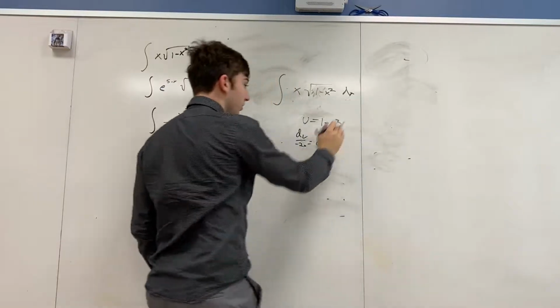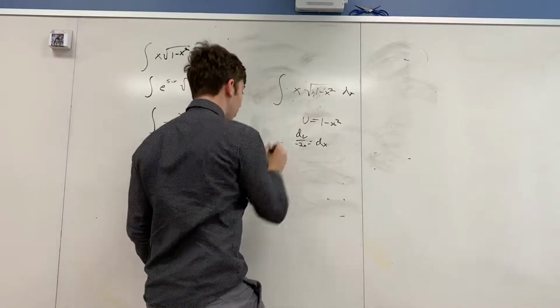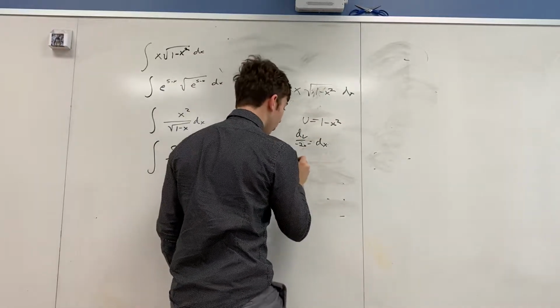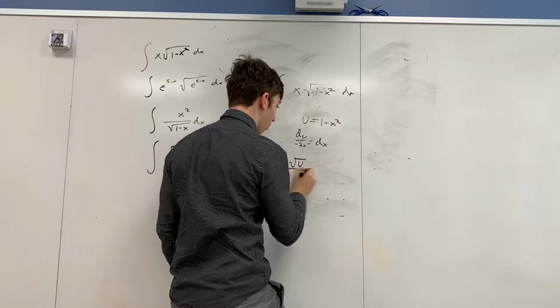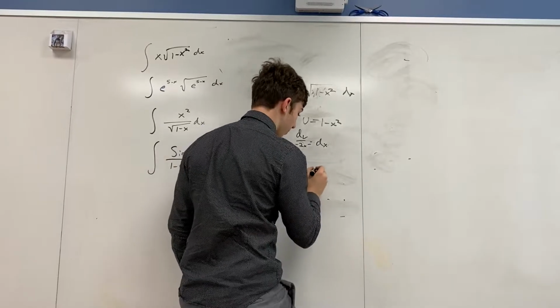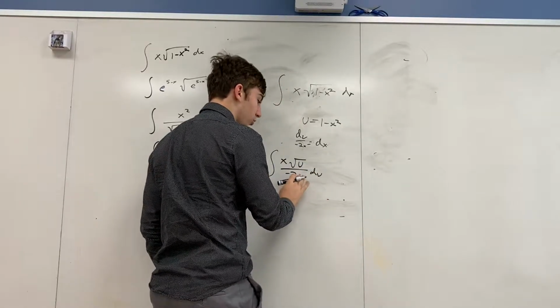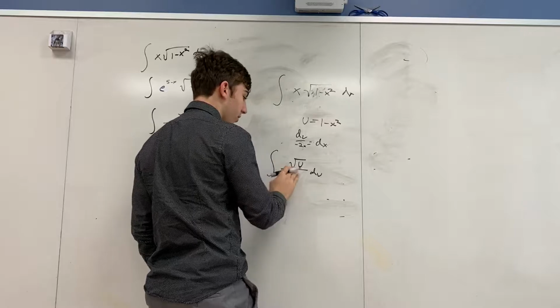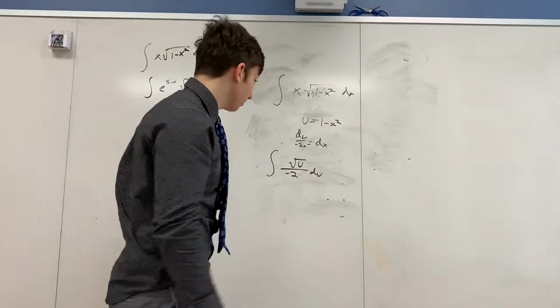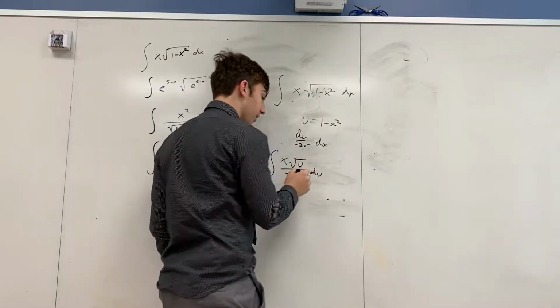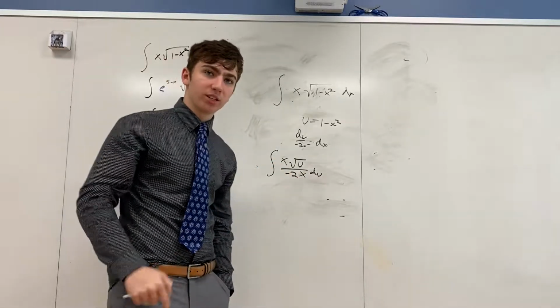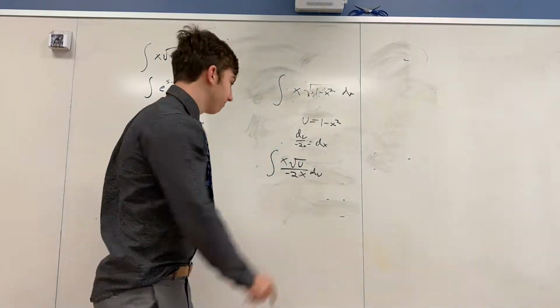Now what we can do is substitute that back in as dx, and we're going to have the integral of root u times x over minus 2x du. Now the x crosses out, and we're just left with the integral. Why do the x's cross out? That's because they're the same thing, and anything over itself is 1. Okay, good.